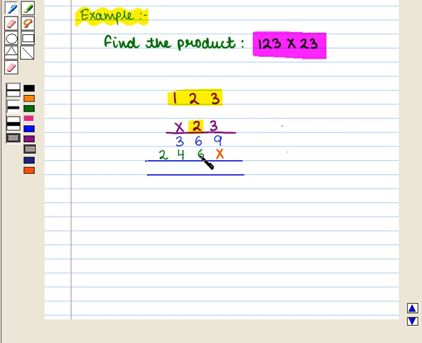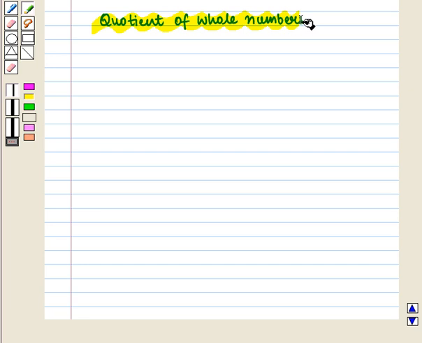Now we add the obtained numbers. At units place we have 9. At tens place 6 plus 6 is 12. So we write 2 at tens place and write 1 above 3, that is hundreds place. Now 1 plus 3 plus 4 is equal to 8, and at thousands place we have 2. So now the product is 2829. So we write 123 into 23 is equal to 2829.